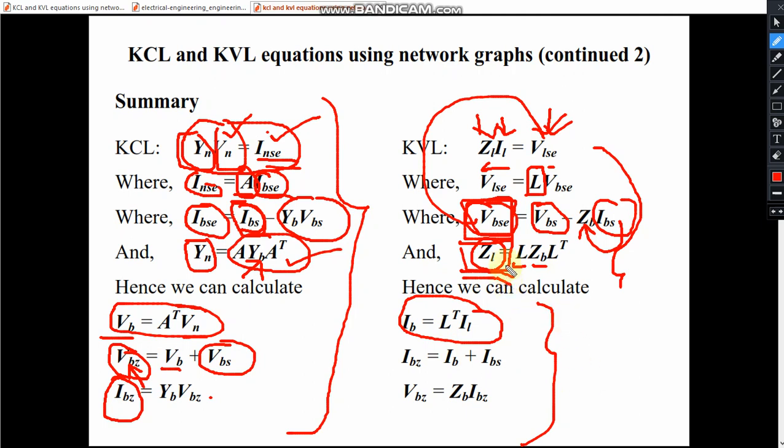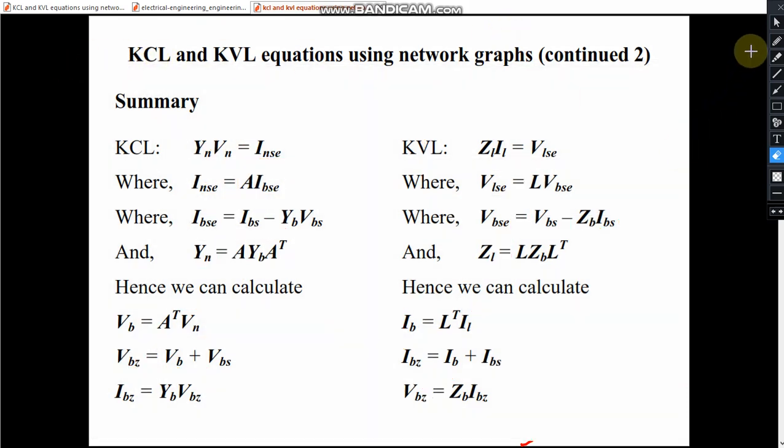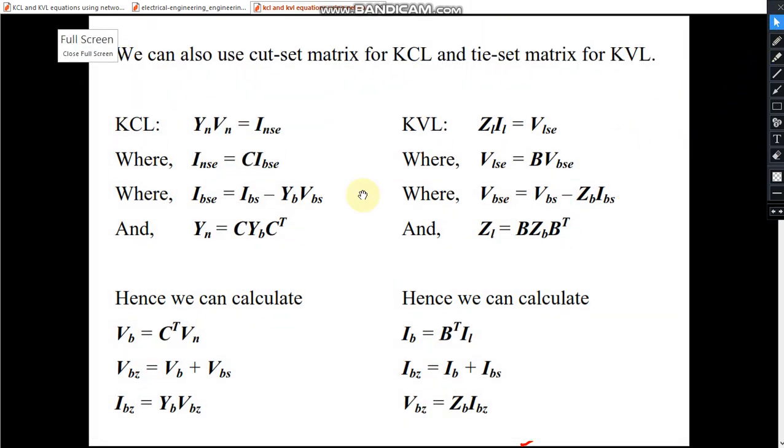So after substituting these values, ZL inverse times VLSE will give us the value of IL. From IL we can find branch currents, from branch currents the branch impedance currents, and from those the branch impedance voltages can be evaluated. So all the quantities can be evaluated. This is the way we can apply this analysis. This was simply the revision of these formulas.